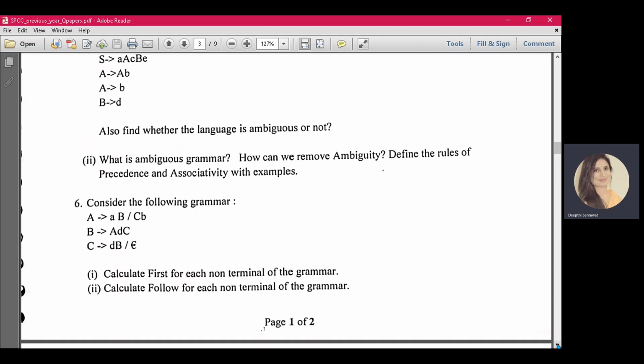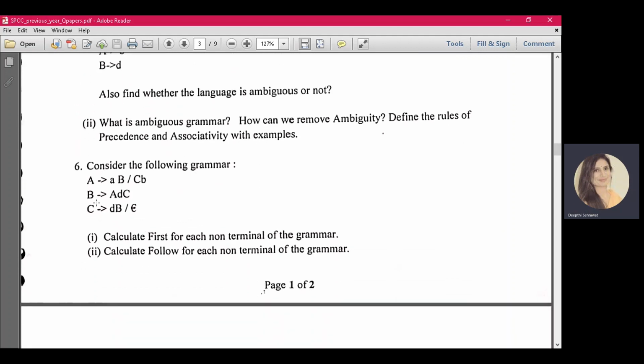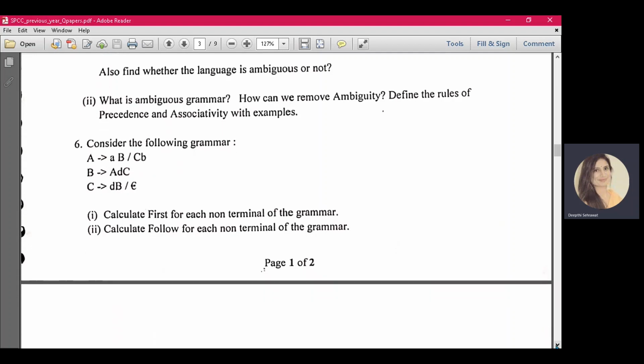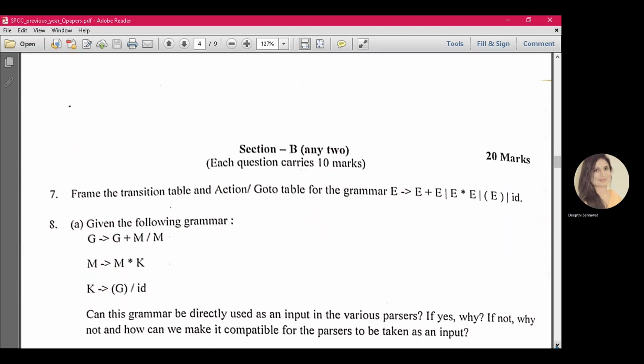Now coming to sixth question, here again we are given a grammar, and this grammar is having A, B, C as variables, and there are total number of 5 productions. First of all, you need to find out the first of each non-terminal. You have to find out the first of A, B, and C. And similarly, you have to find out the follow of A, B, and C. While finding out the follow, you need to explain the steps also that is required to find out the follow of the given variables.